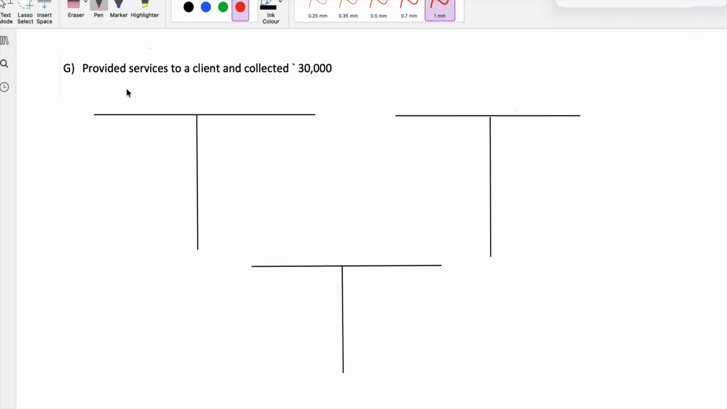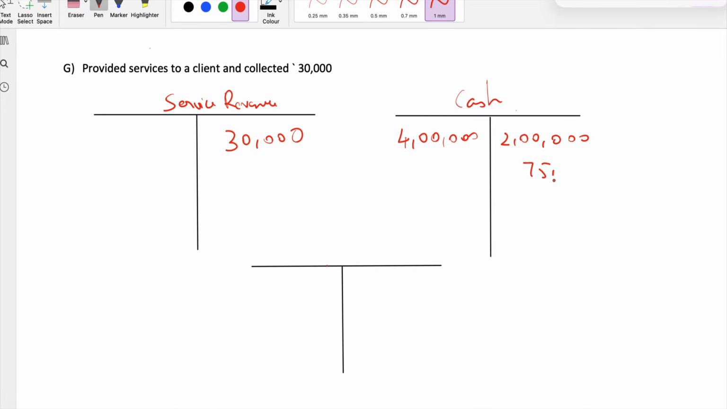Next, G, provided service to a client and collected 30,000. So it is a service revenue. We can take this as service revenue. So any income has to be credited. Okay, now they've already collected money, so we will have cash. So the current status of cash account is this. Now this is asset that is coming in, increase in asset, so we'll debit. So income is credited, asset, increase in asset is debited.